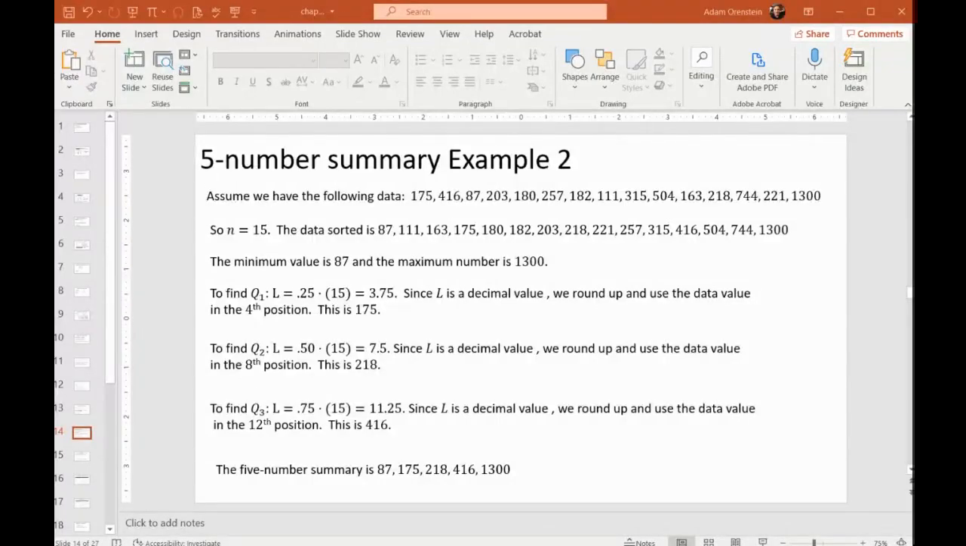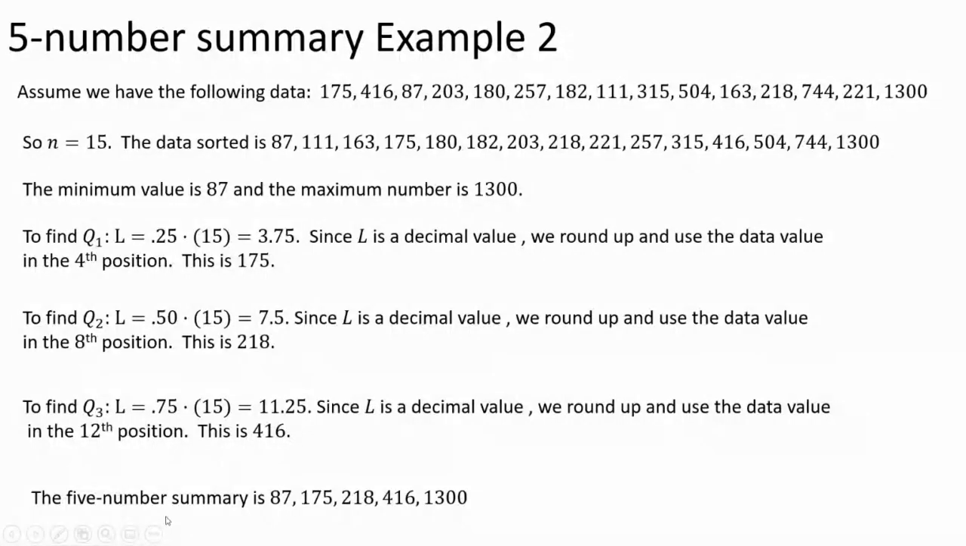All right. For Q2, it's the same idea, except you use L = 0.5 times N. So in this case, 0.5 times 15 is 7.5. Again, this is a decimal. No matter what, you round up since it's a decimal. So we round up to 8, and we want the data value in the 8th position. 1, 2, 3, 4, 5, 6, 7, 8, 218. So 218 is the median, which is what Q2 is.